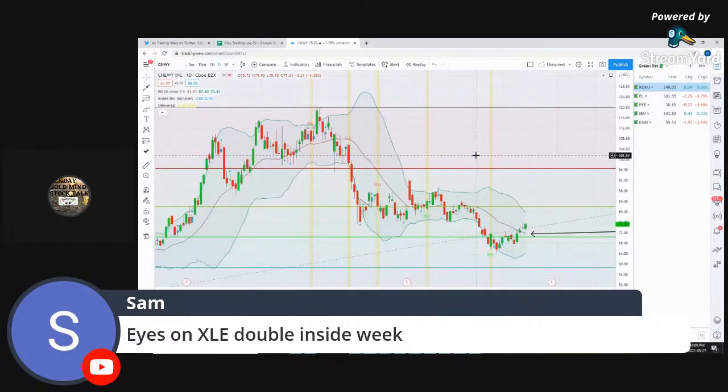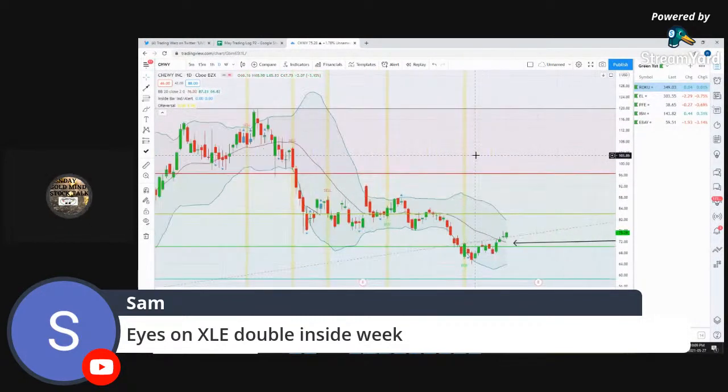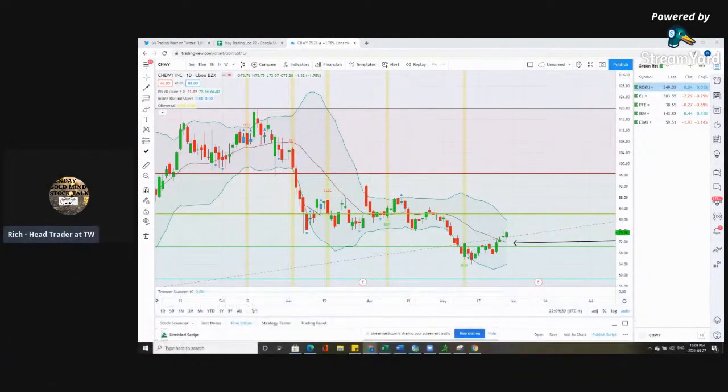Chewy, also very, very tight. Not really too interested here. So on the ones that are not moving, I just ignore them. There's so many other stocks to trade, right? So that was Sam, Craig, perfect.